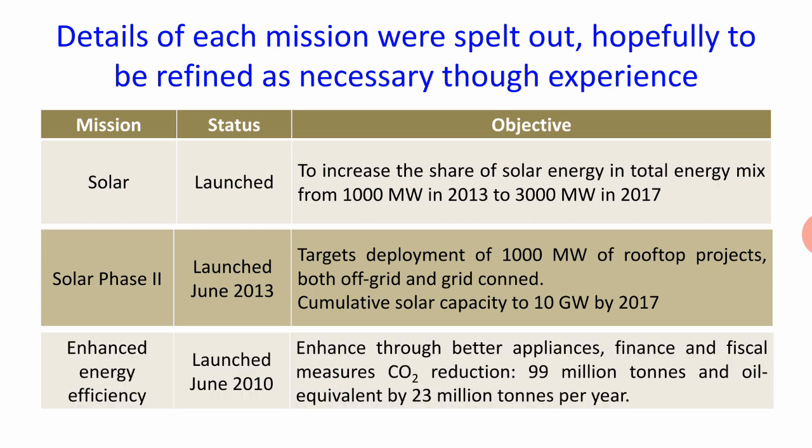Then enhanced energy efficiency: better appliances, giving CO2 reductions of 99 million tons and oil equivalent savings of 23 million tons per year. The enhanced energy efficiency applies not only at the electrical, domestic or industry levels, but at the same time to automobiles also. They are going to generate electric vehicles, so that emissions are reduced from this point of view.